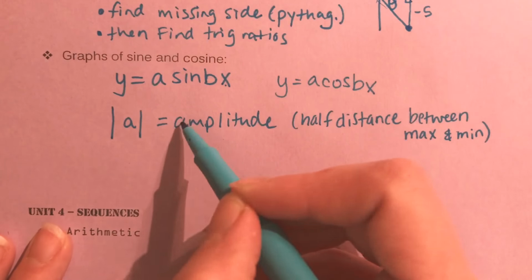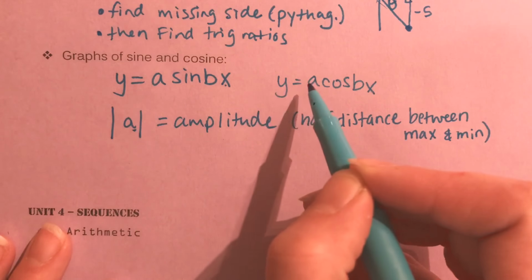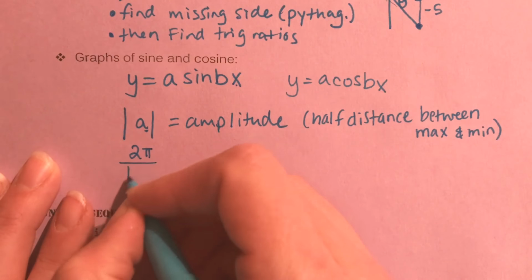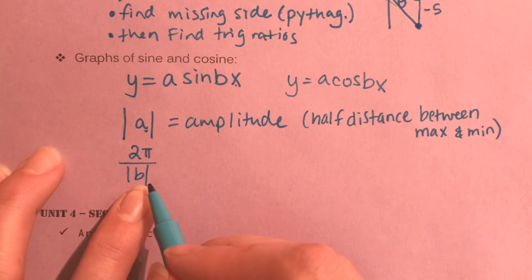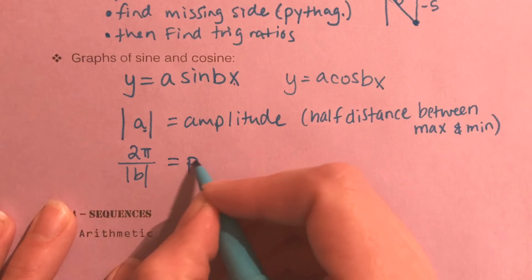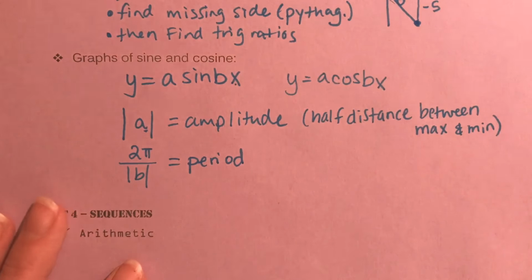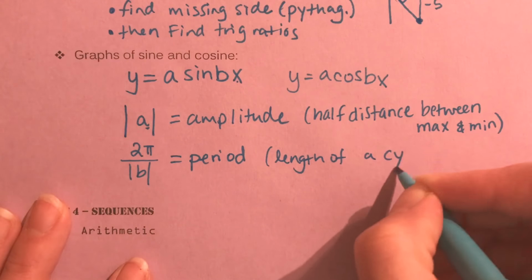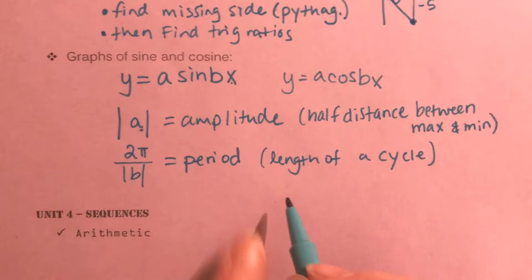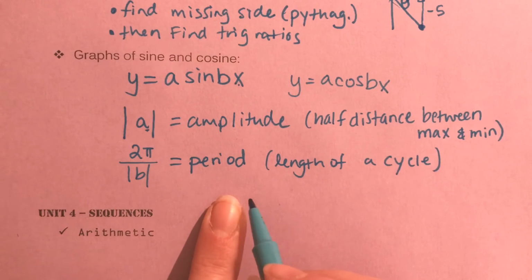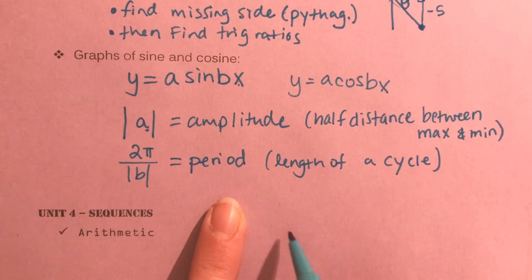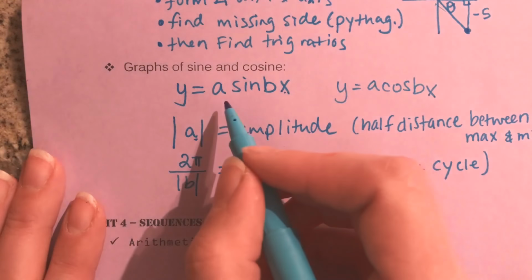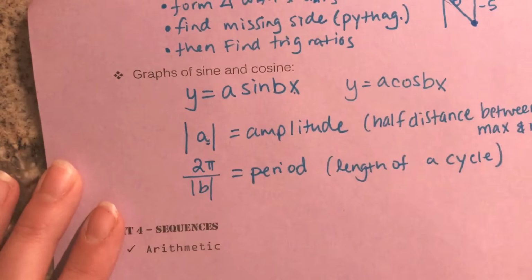So if you look at a graph and you see the amplitude, then you know what it should be in the equation too. And then we also had our formula 2 pi over b, which is also going to always be using the positive. And that was the period. And the period means the length of a cycle. So how long across is it? Maybe it's like pi until it repeats itself. And both of these things can be taken from the equation. They can also be taken from the graph.